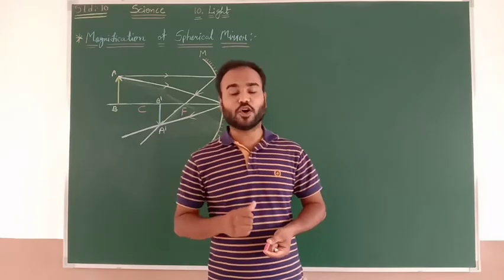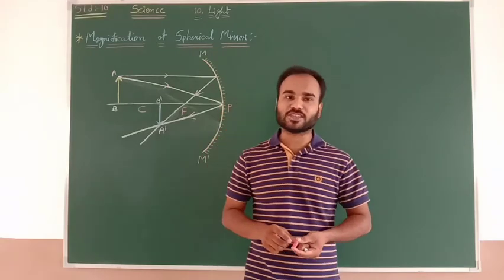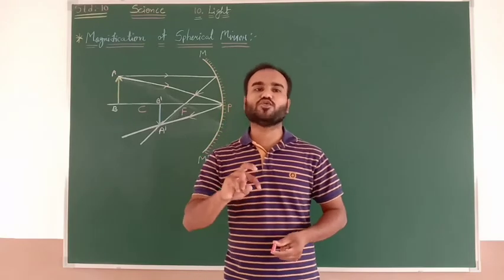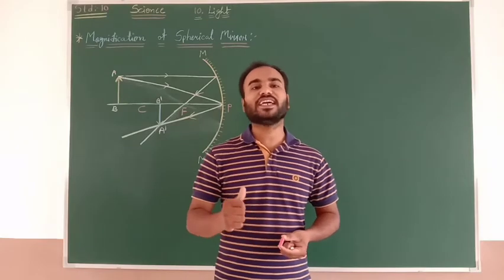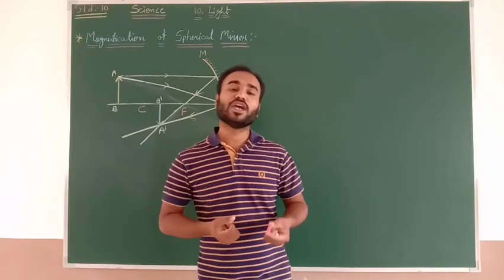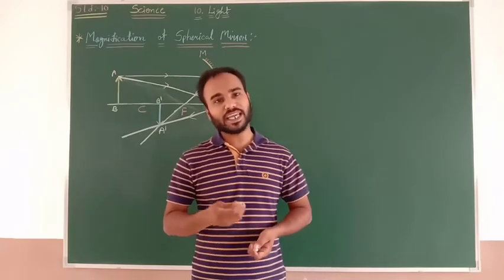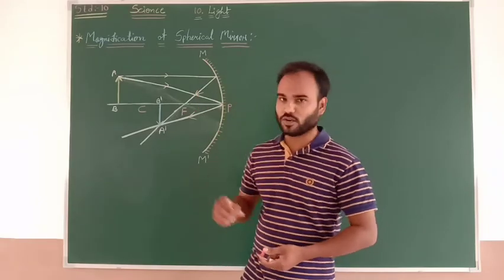Similarly, for the height of the object also, we have seen that the object is always kept erect, so the height of the object will be positive, but the height of the image varies as per the type of image. If we are getting a real image, then the height of the image will be negative, and if we are getting a virtual image, then the height of the image will be positive. So that many things we have learned.